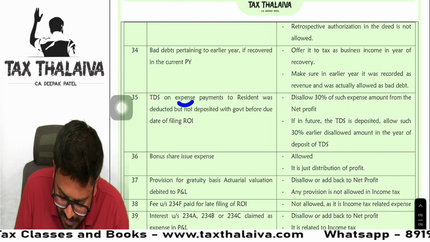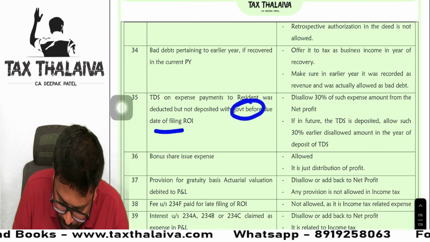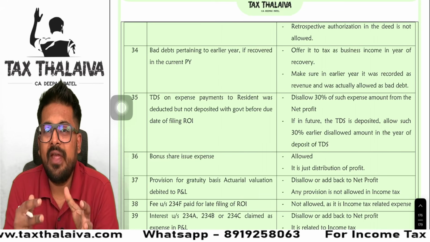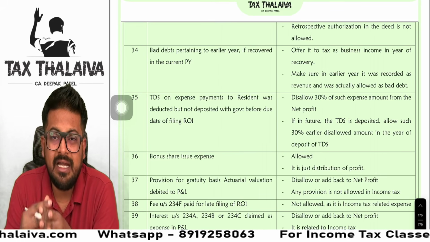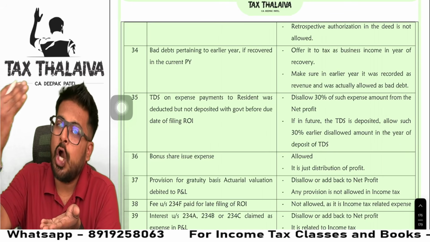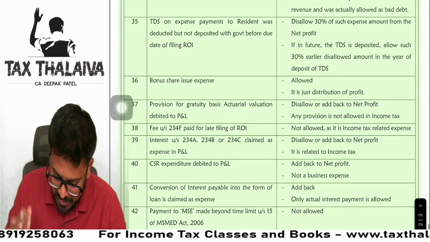TDS on expense payment to resident was deducted but not deposited with government before due date of filing of return of income. Just now I told you in 40A(1)(a), if any kind of payment has been made to a resident, 30% has to be disallowed if TDS was either deducted and not deposited, or it was not deducted. In both cases 30% will be disallowed.